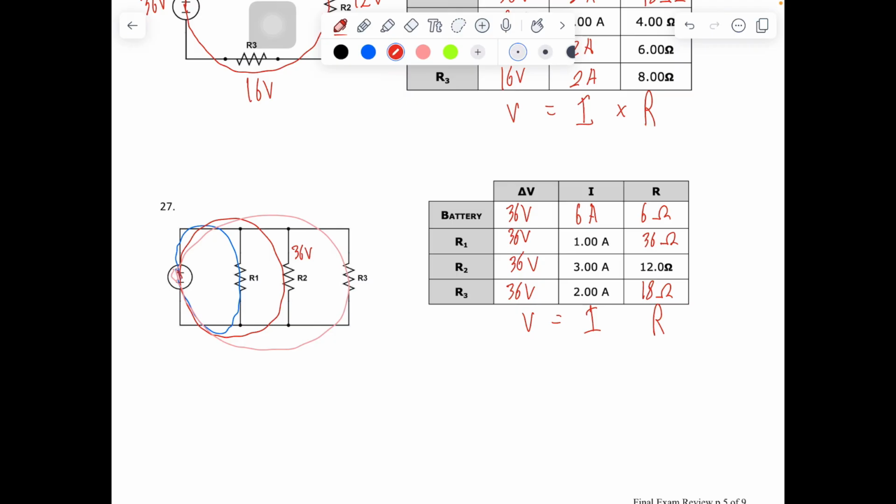Now, do notice how this resistance is less than any of the individual resistances here. That's because when you add resistors in parallel, the overall resistance, that resistance of the battery, decreases.